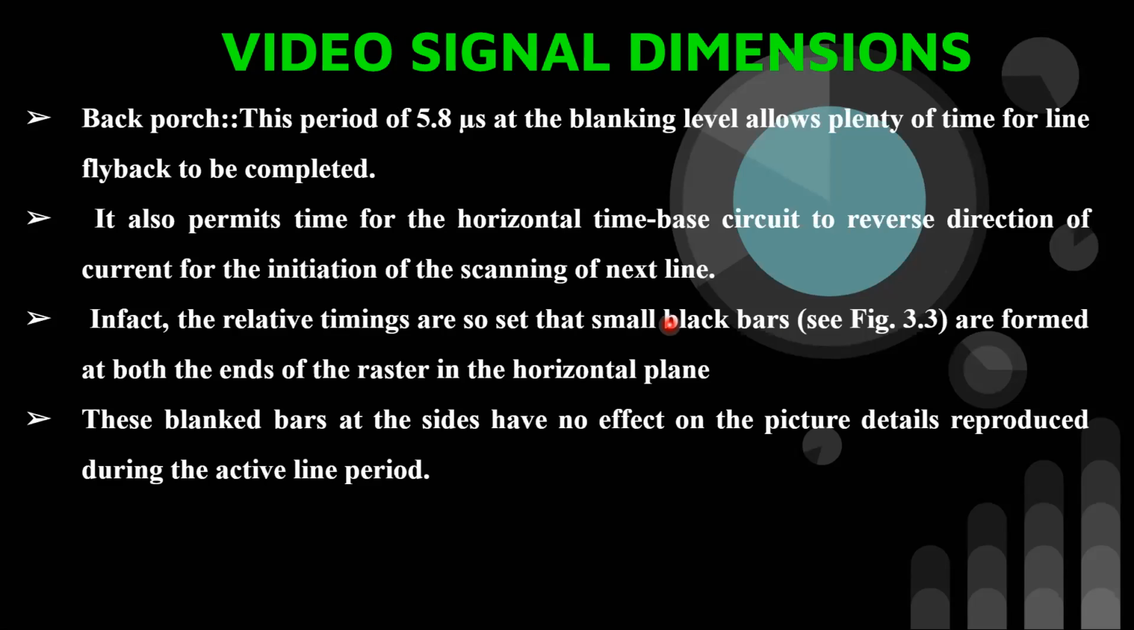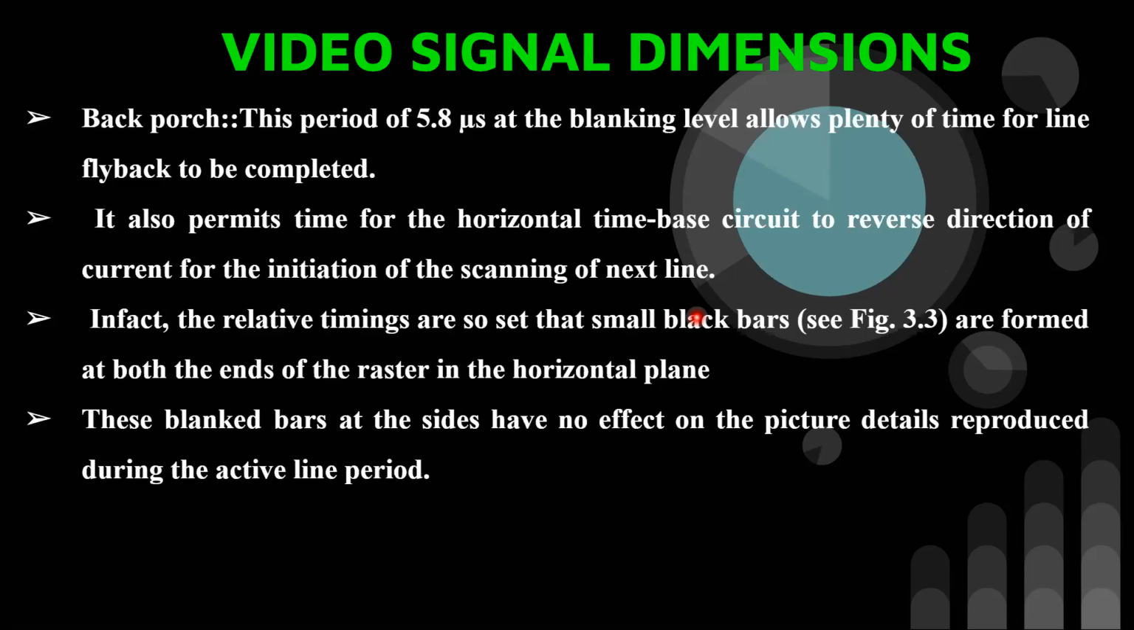So this back porch is around 5.8 microseconds. This blanking level allows plenty of time for the flyback to be completed. This permits the horizontal time-based circuit to operate. The back porch also provides the necessary amplitude equal to the blanking level, and enables preserving the DC content of picture information at the transmitter side.